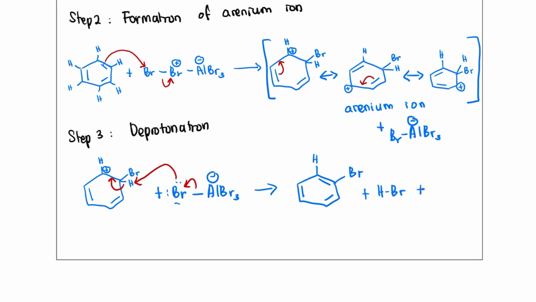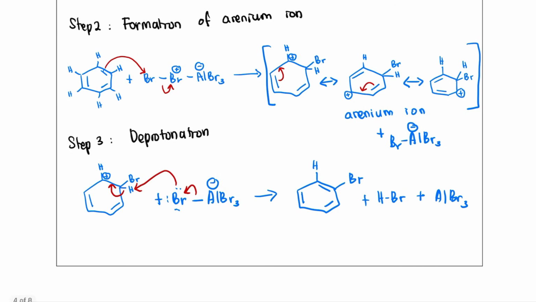Okay, while for AlBr3 kita dah break kan. So maksudnya AlBr3 ni dia kembali menjadi AlBr3, which is our catalyst tadi awal-awal. So kita dapat balik dah catalyst kita. Okay, so that is the mechanism for halogenation of benzene.